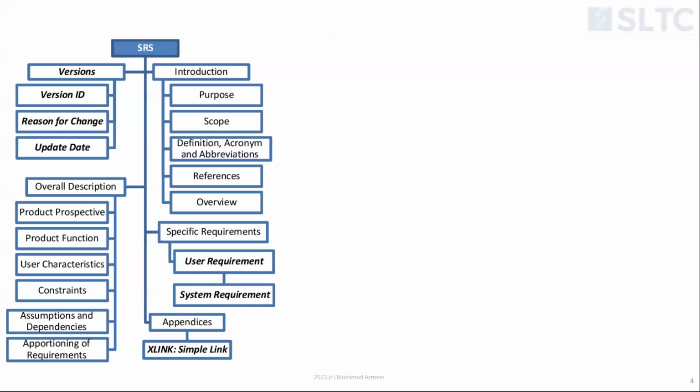Under the overall description, we have product perspective, product function, user characteristics, constraints, assumptions, and apportioning of requirements. So these are things that we write maybe for the first time, but that'll be there throughout the project so that anyone coming new to the project, by reading this, will understand the entire picture.